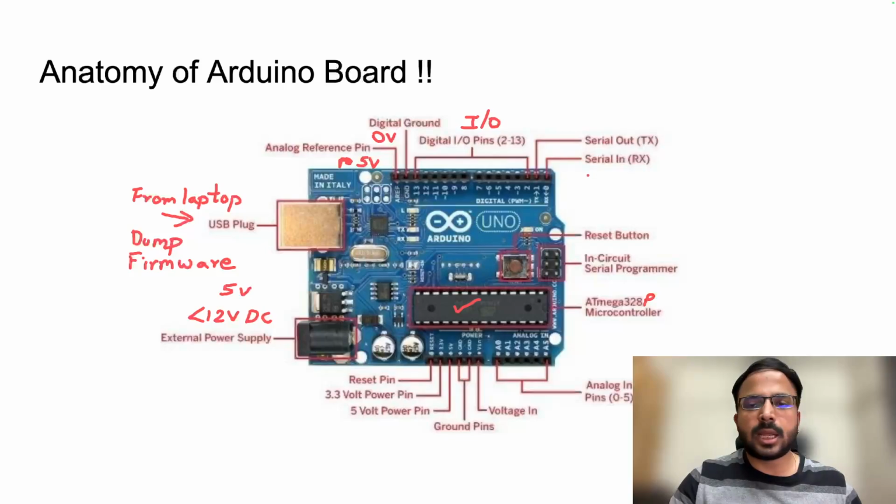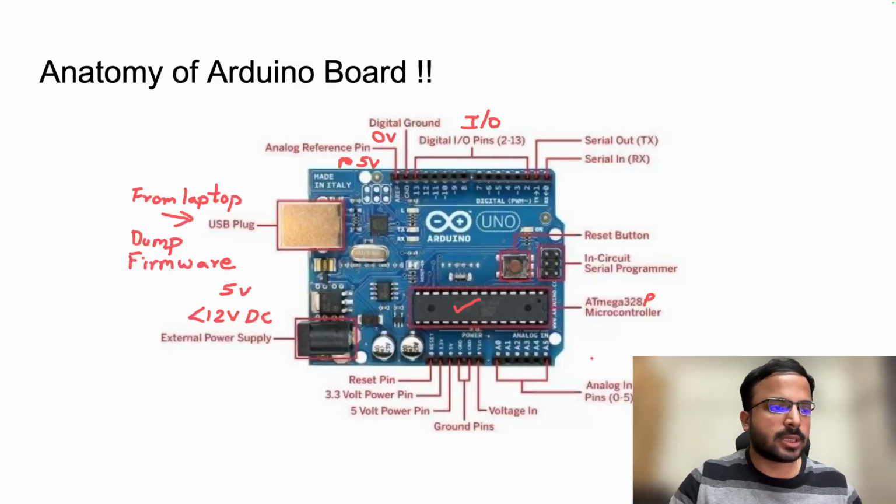Now you have your serial TX and RX. So these cannot be considered as digital outputs or inputs. Then you have a reset button. So if you press this button, the Arduino board or the firmware which is executing is reset. It will stop executing and come to its initial state. Then you have this in circuit serial programmer. So this is used for serial communications. And then, of course, you have your microcontroller which we discussed. This is your Atmega.